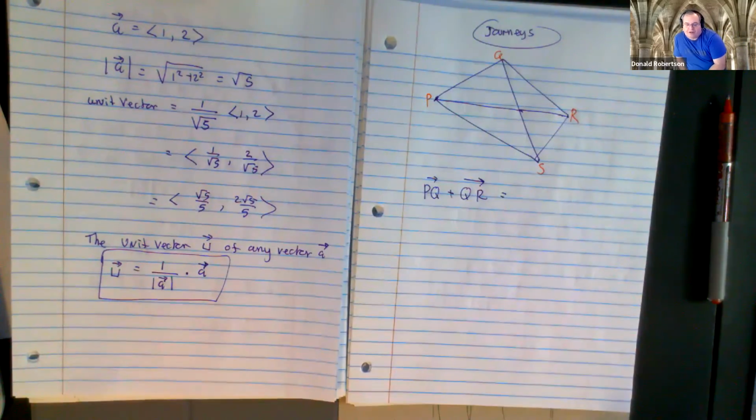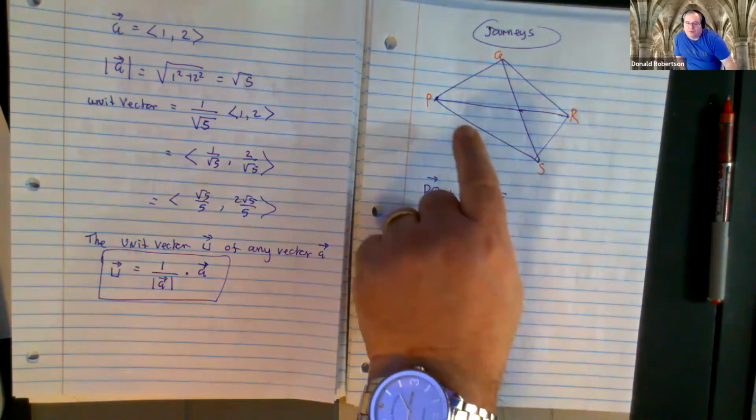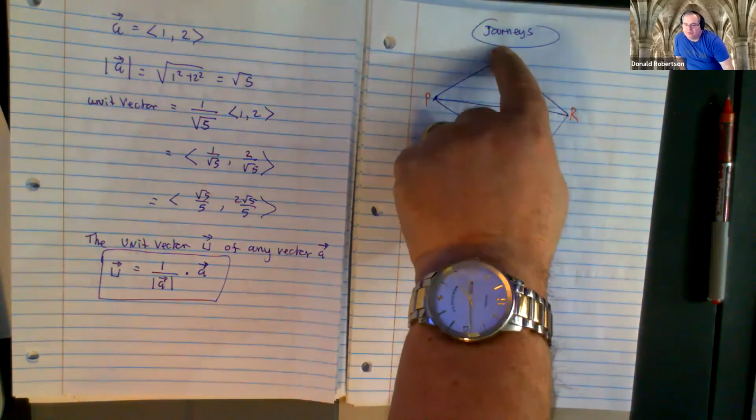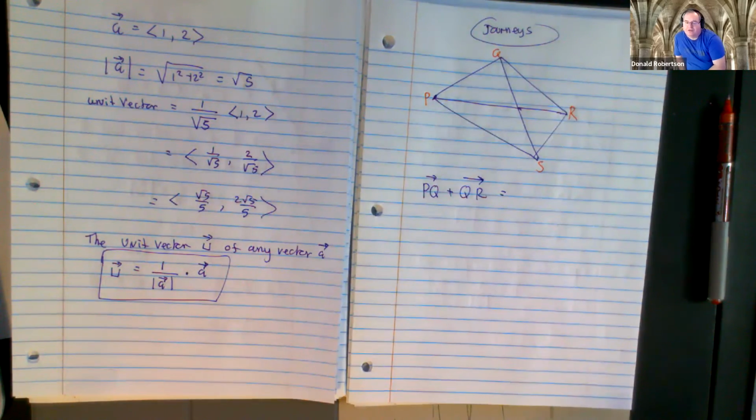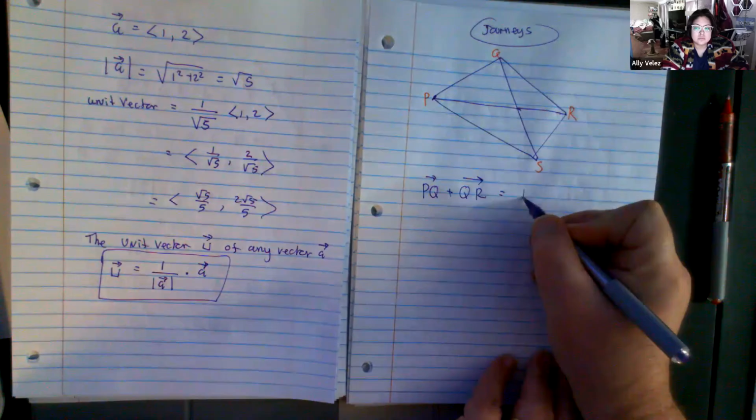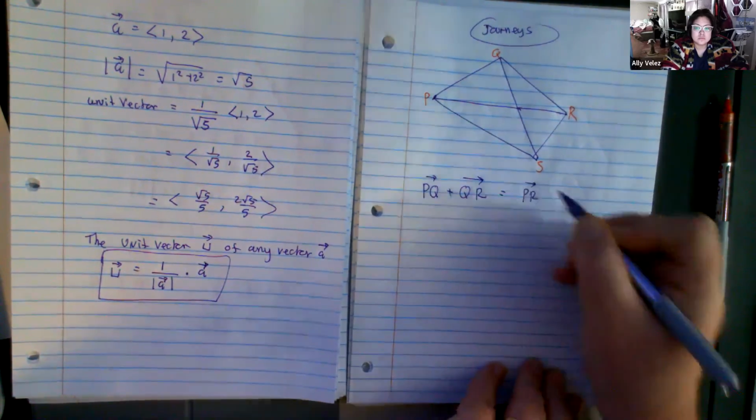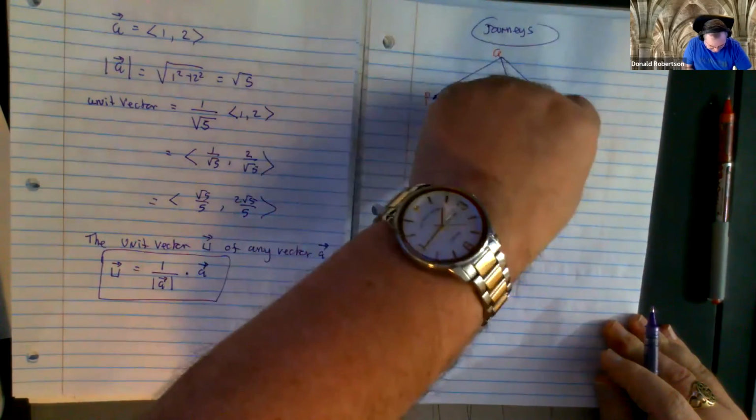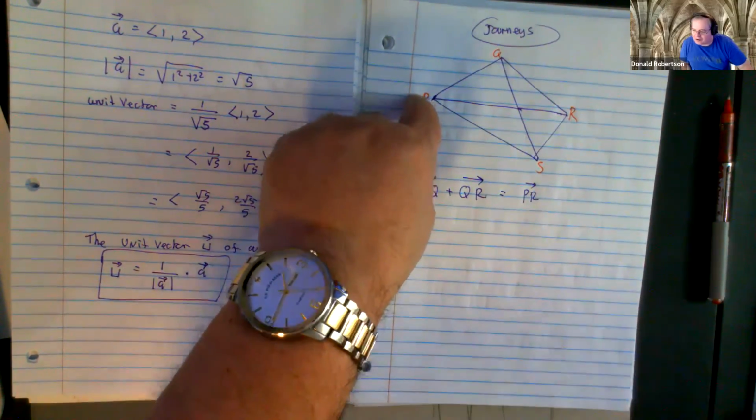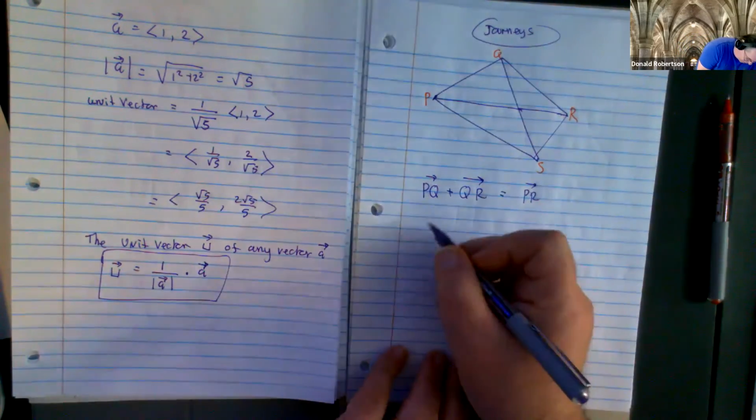What single vector would be the same as PQ plus QR? So you go from P to Q, and then you go from Q to R. What single vector would do the same job? PR? Great. Would you agree? You start P, you go Q, you go R. Isn't the single, take the shortcut, isn't it P to R?